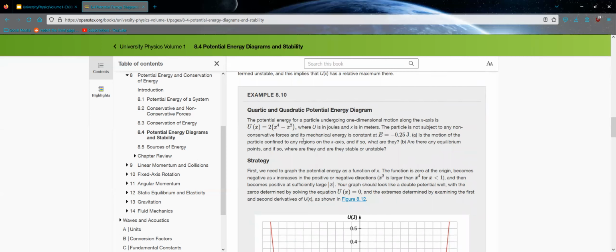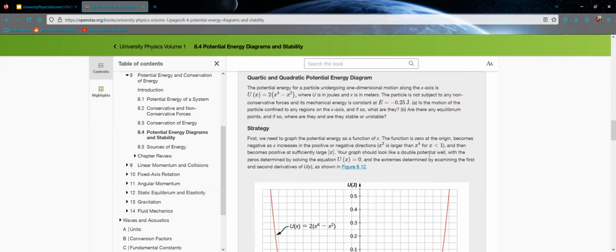Example 8.10. The potential energy of a particle undergoing one-dimensional motion along the x-axis is shown here. The potential is in joules, and x is in meters, of course, that's our units. The particle is not subject to any non-conservative forces, so perfect world, and its mechanical energy is a constant negative 0.25 joules. So, given all the information, is the motion of the particle confined to any region of the x-axis, and if so, where? And are there any equilibrium points, and if so, where? And are they stable or unstable? Are they going to stay that way?